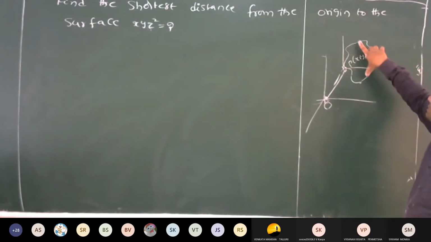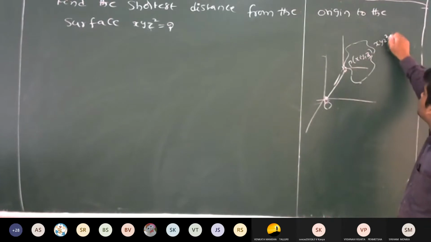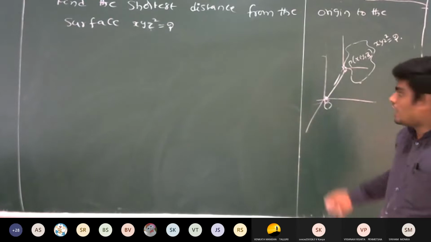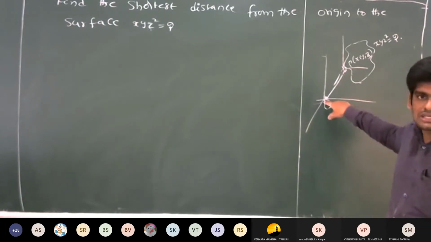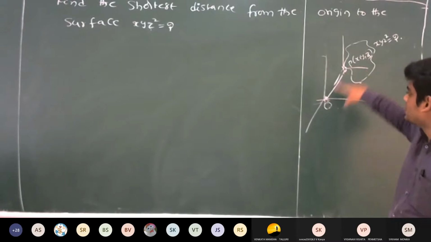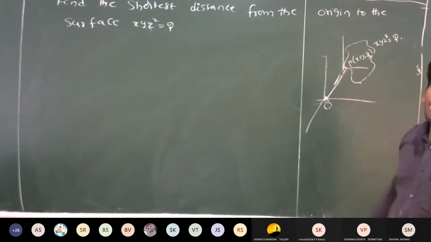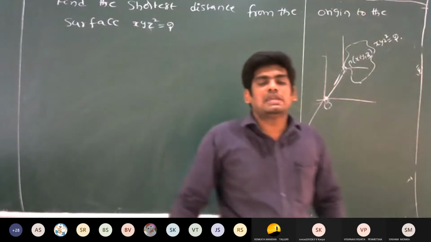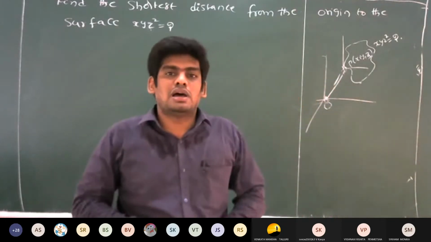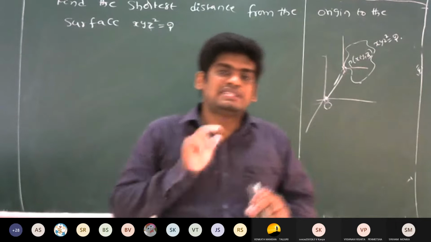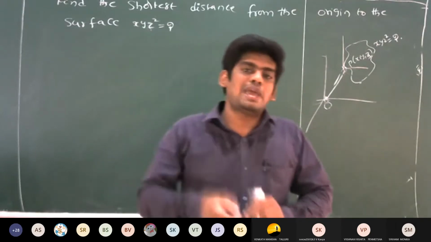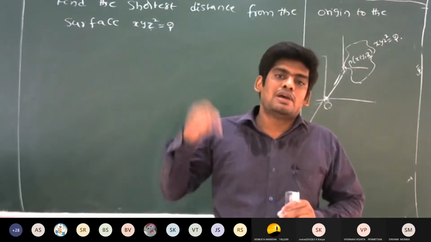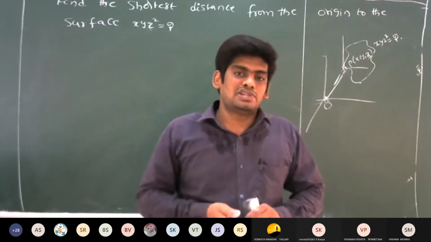Let us assume this is the surface xyz square is equal to 2. Now I am going to calculate the shortest distance from the origin to the point P, that is nothing but OP. We know the distance formula. Suppose we have the points A (x1, y1, z1) and B (x2, y2, z2). The distance between A and B is the square root of (x2 minus x1) whole square plus (y2 minus y1) whole square plus (z2 minus z1) whole square.